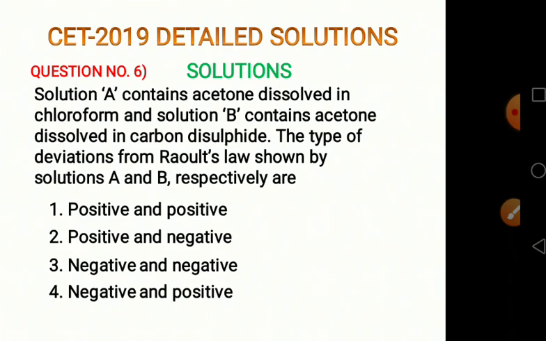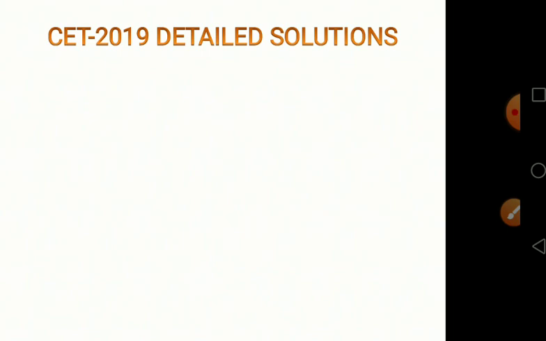Now you can see, acetone dissolved in chloroform, which is polar, so hydrogen bonding will be there. In the second case, acetone dissolved in carbon disulfide, hydrogen bonding will not be present. Because of that, remember, acetone in chloroform is negative deviation, that is delta H is negative. And acetone in carbon disulfide, which does not form hydrogen bonding, is positive deviation.